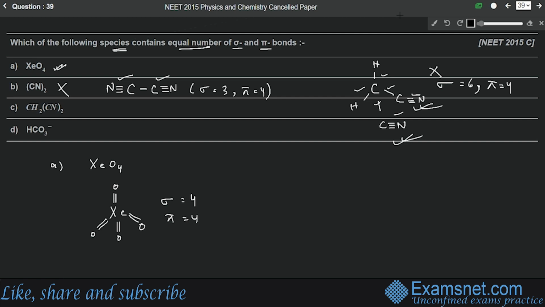So incorrect. And the last one is HCO3 minus. So C double bond O, here OH and O minus. This is the structure. What is the number of sigma bonds? 1, 2, 3 and 1 between O and H, so 4. And the number of pi bonds is only 1. So again not equal, incorrect. The only correct answer is the first one. Option A is the correct answer.